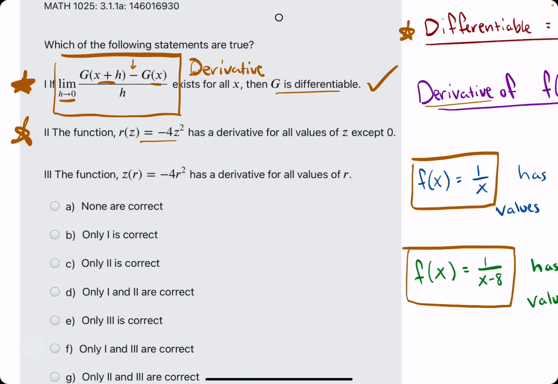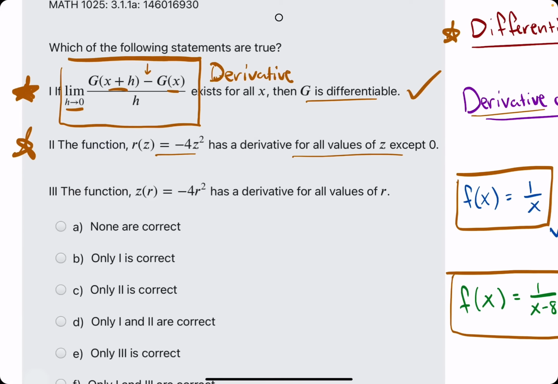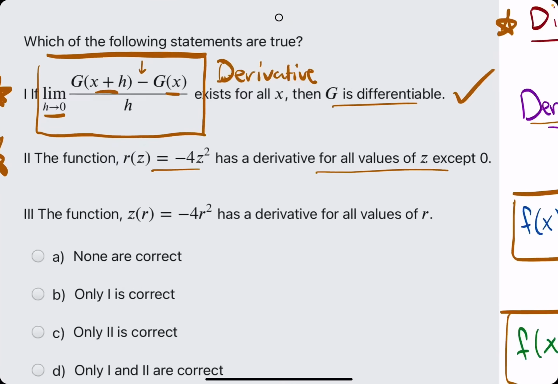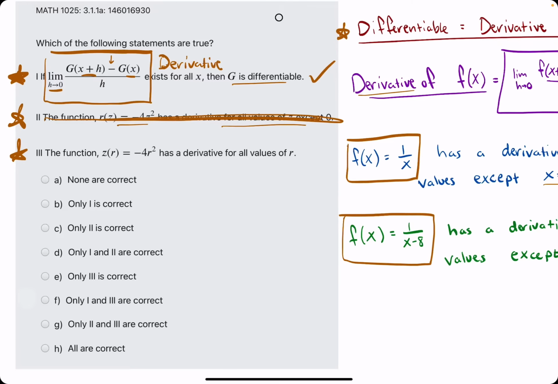Number 2, the function negative 4z squared has a derivative for all values except 0. So again, our test is to just plug in the value they tell us and see if it's defined. If it's defined, then it should have a derivative in these cases. Not always, overall, but for these problems, that's all we need to do. So when we plug in 0, we'll just get 0. And so that is a defined value, so it will have a derivative. So actually, they say except 0, so that is false. Got a little confused.